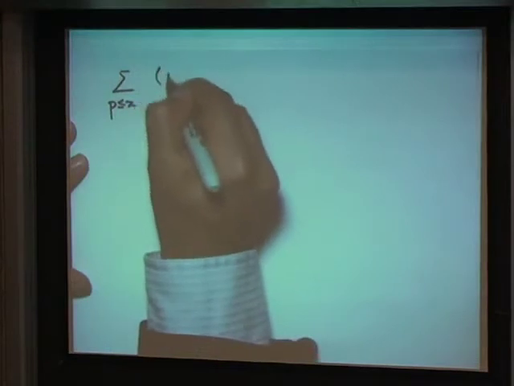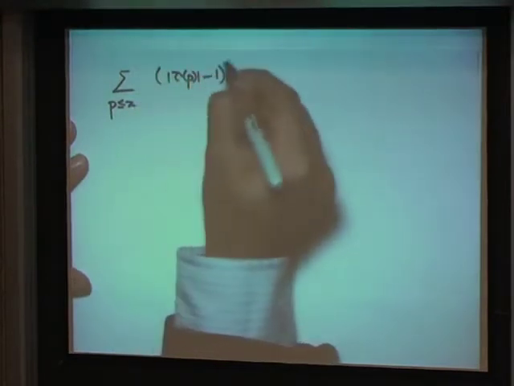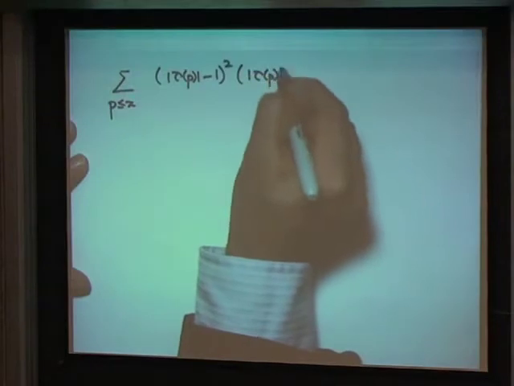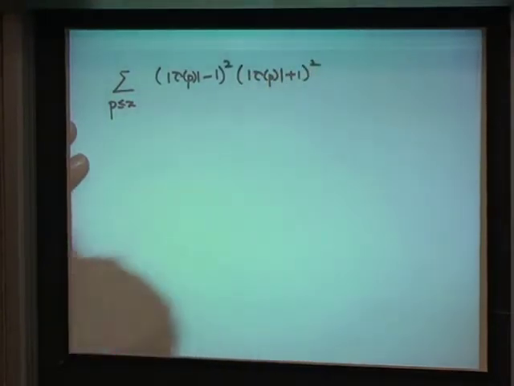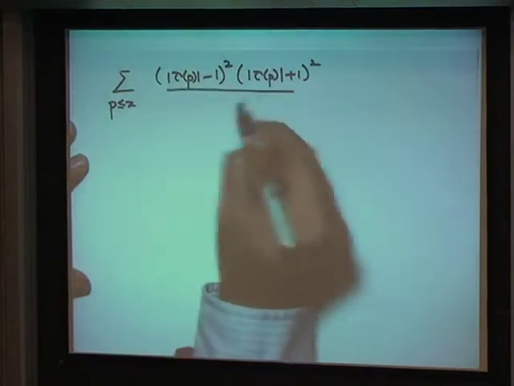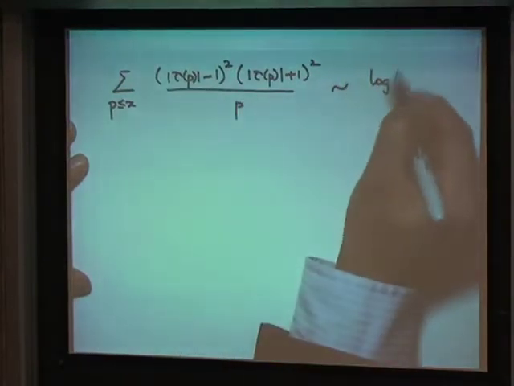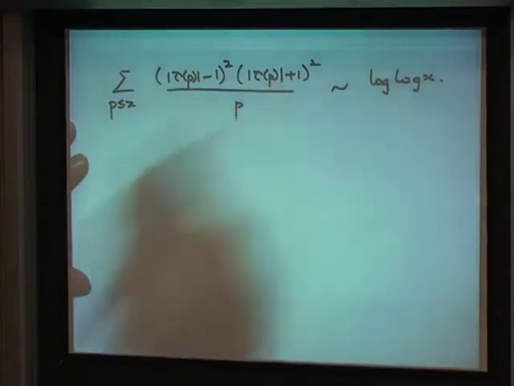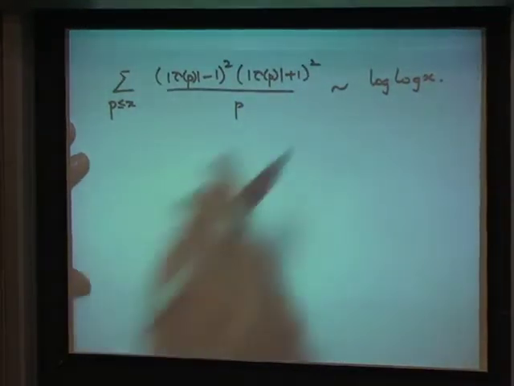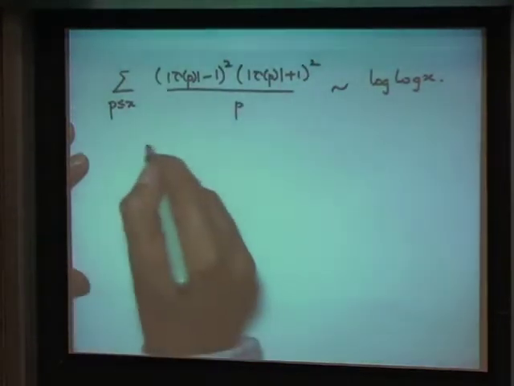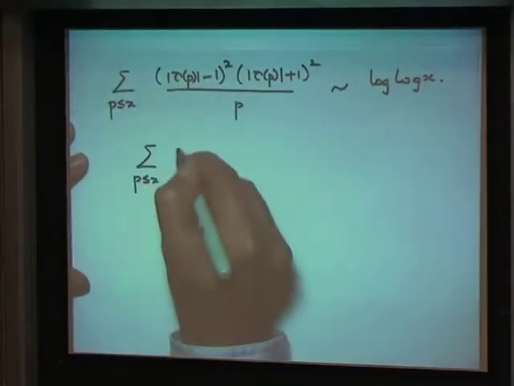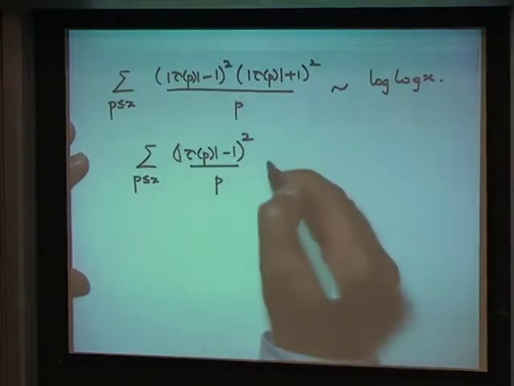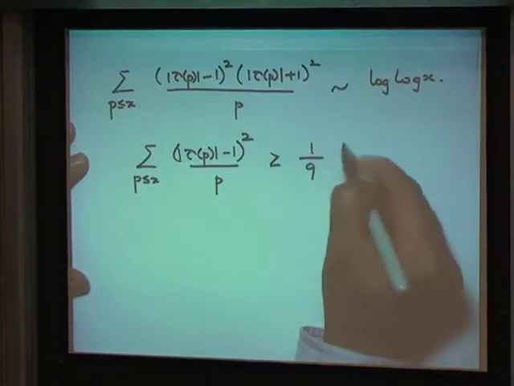And that last expression is very useful because what it says is that the sum p up to x of absolute value of tau p minus 1 squared times absolute value of tau p plus 1 squared, the product of those just gives me tau p squared minus 1 over p is about log x. Well, this guy is at most 3. Again, I'm using Ramanujan, so this is at most 9. And so I conclude that the sum over p up to x mod tau p squared over p is at least a ninth of log x.